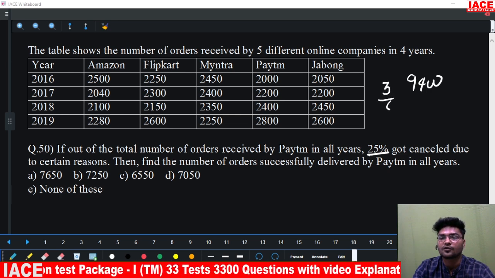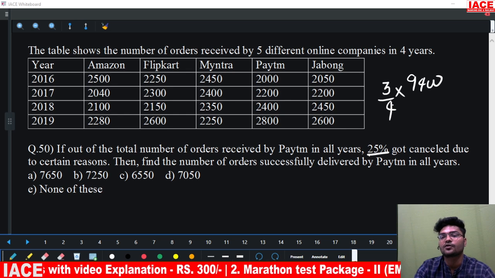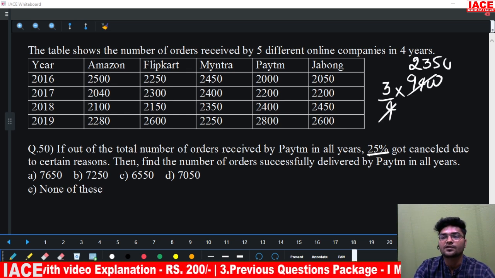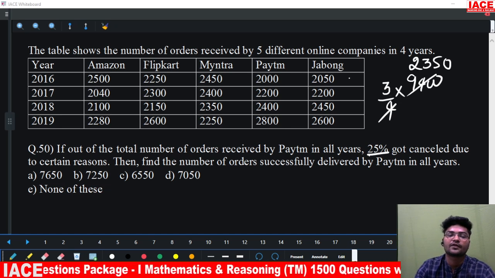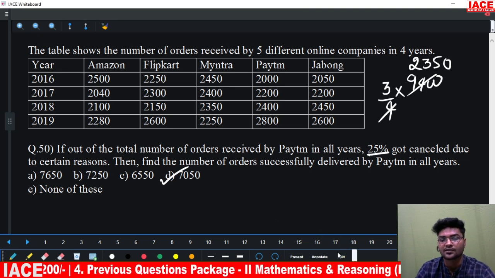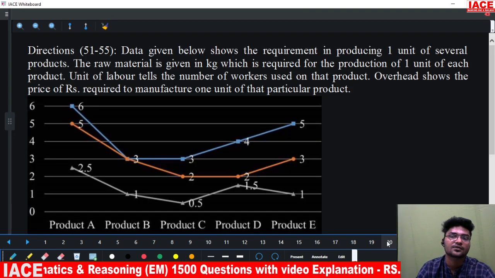75% means 3/4. So 3 by 4 into 9400. This is 2350. 3 into 2350. This is 7050. Option D is our correct answer.